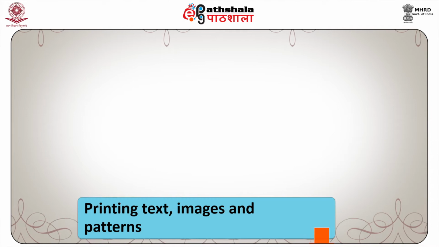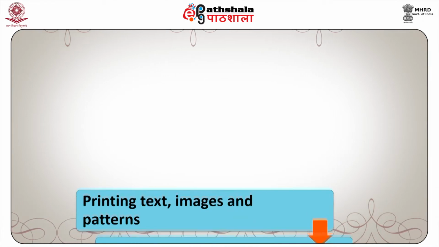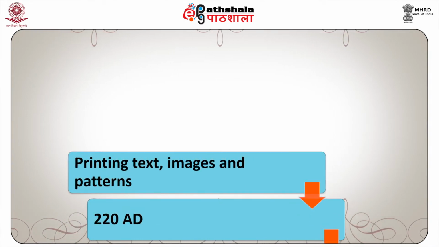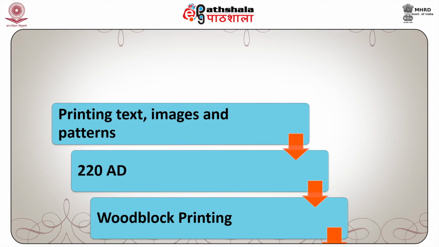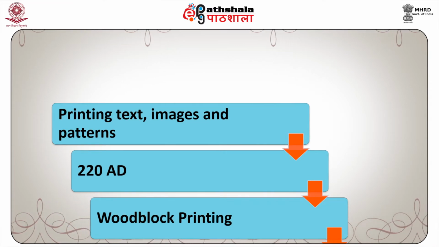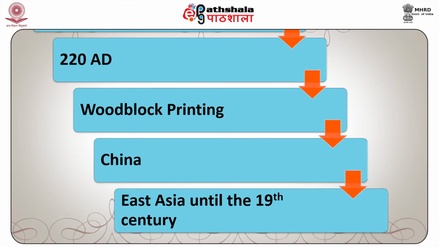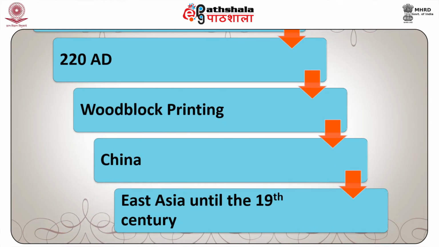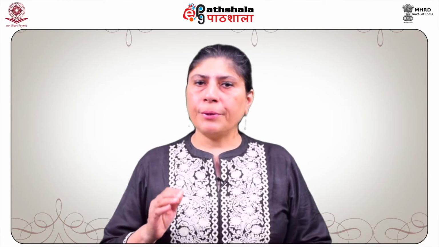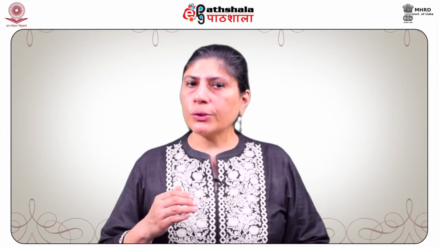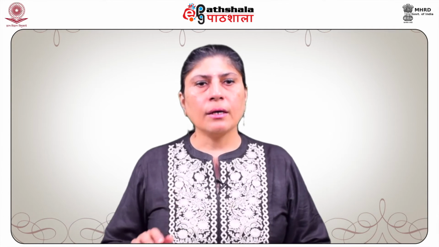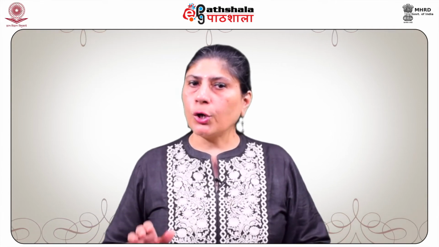Printing text, images and patterns dates back to 220 AD. Known as wood block printing, it originated in China and was widely used throughout East Asia until the 19th century. The wood block printing technique, which is also called woodcut printing, was used to print on textiles initially and later on to print paper, books as well as images.